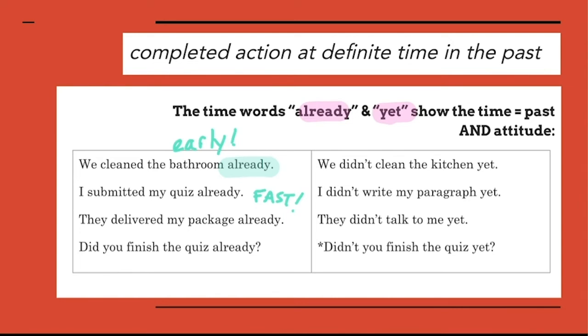Did you finish the quiz already? Wow, are you done early or not yet? Now, yet means we expected you to do it. Maybe you're a little late. Maybe you're a little slow. We didn't clean the kitchen yet. Okay, well, you need to do it. I didn't write my paragraph yet. Oh, you're late. You better start writing. They didn't talk to me yet, but I expect they're going to, right? I'm waiting for them to talk to you. It's going to happen. Maybe it's a little late.